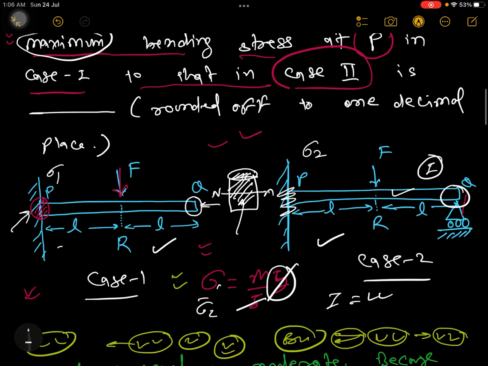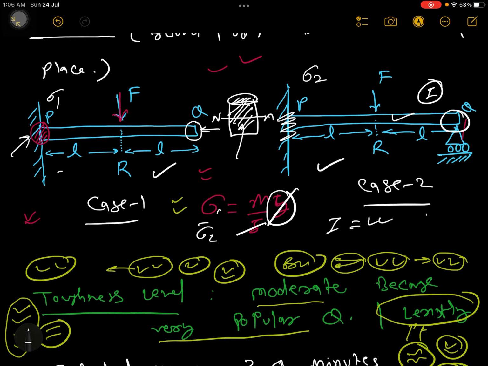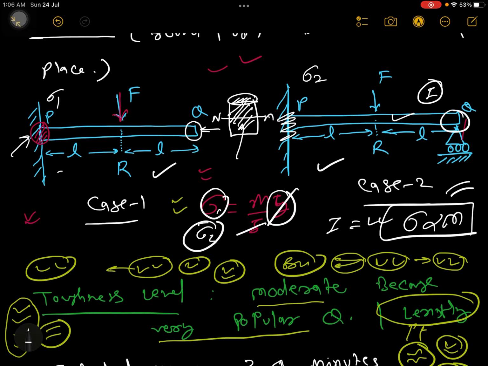So it means this question is framed on the basis of sigma proportional to M. So you can see the concept is very clear. Sigma 1 by sigma 2 we have to find out. In this case sigma 1 and in this case sigma 2. It means the ratio will be nothing but the ratio of M1 and M2. So at this condition, what is your M1 value and here what is your M2 value?